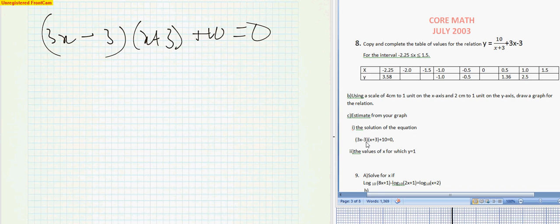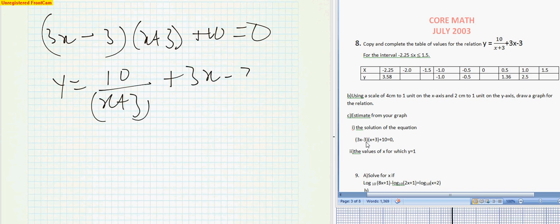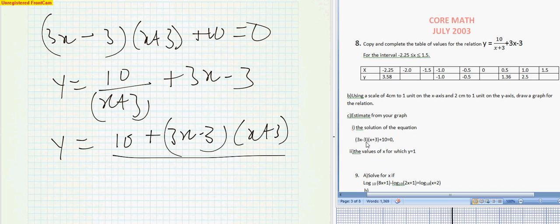If you look at this carefully, most of the time they're going to ask you to find the solution to y is equal to 0, which is kind of similar to this, except that some of you may get confused. We were given y is equal to 10x plus 3 divided by x plus 3, plus 3x minus 3. Now, if you notice, this is the same thing as 10 plus 3x minus 3x plus 3, all divided by x plus 3, just by taking the LCM.